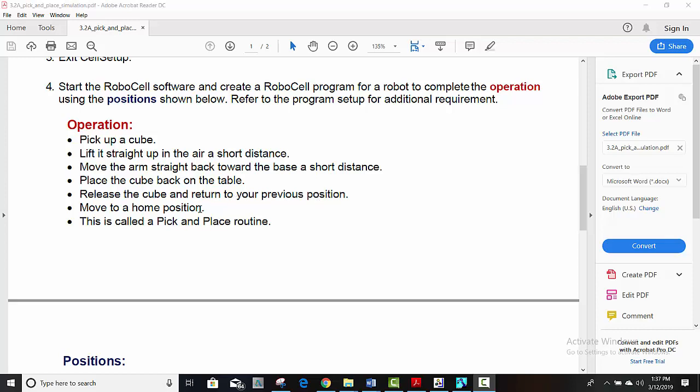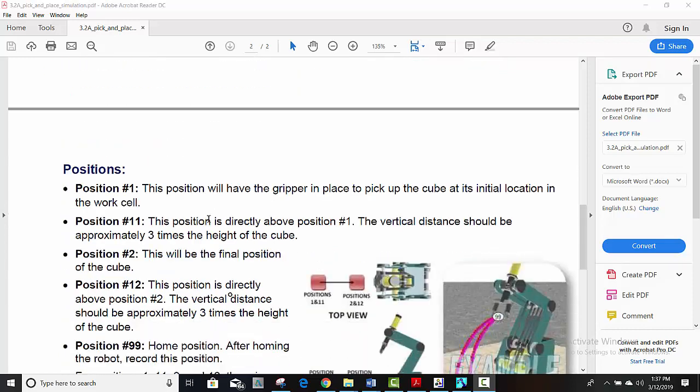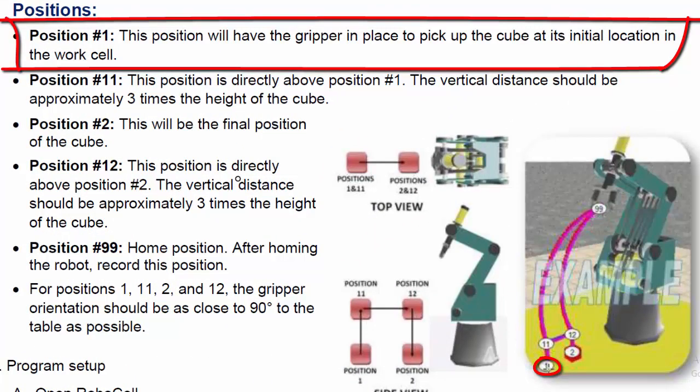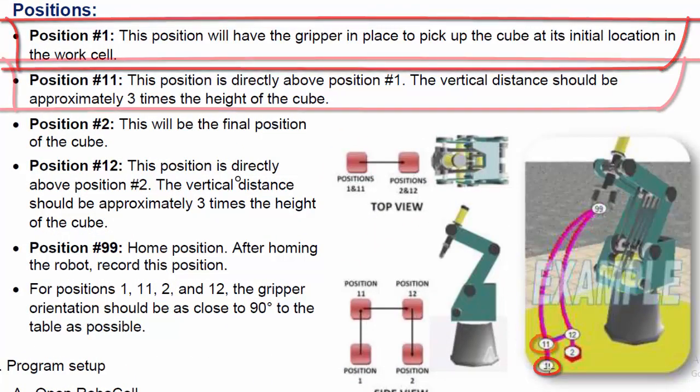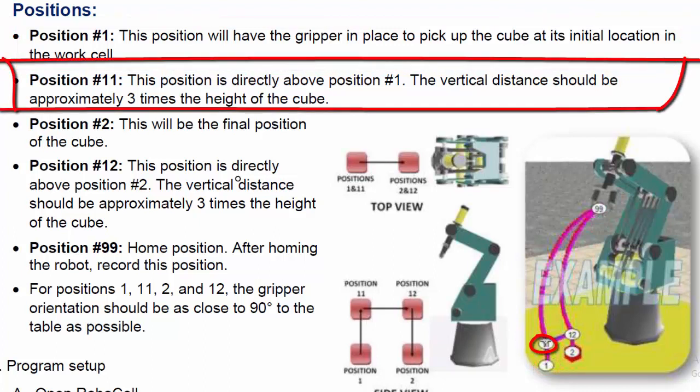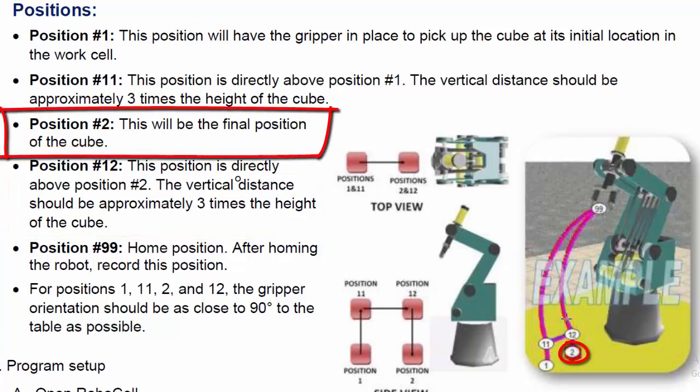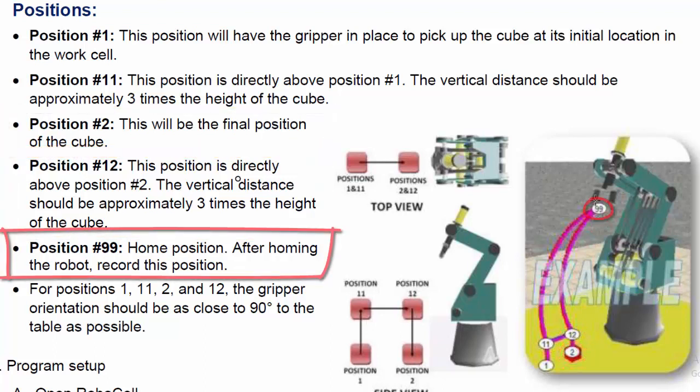And then we're going to move back to home. These are the positions we're interested in. Okay, position 1 here. We're going to lift it up to position 11, and then we're going to move it over here to position 12, and then we're going to move it down to position 2, and then come back to position 99.